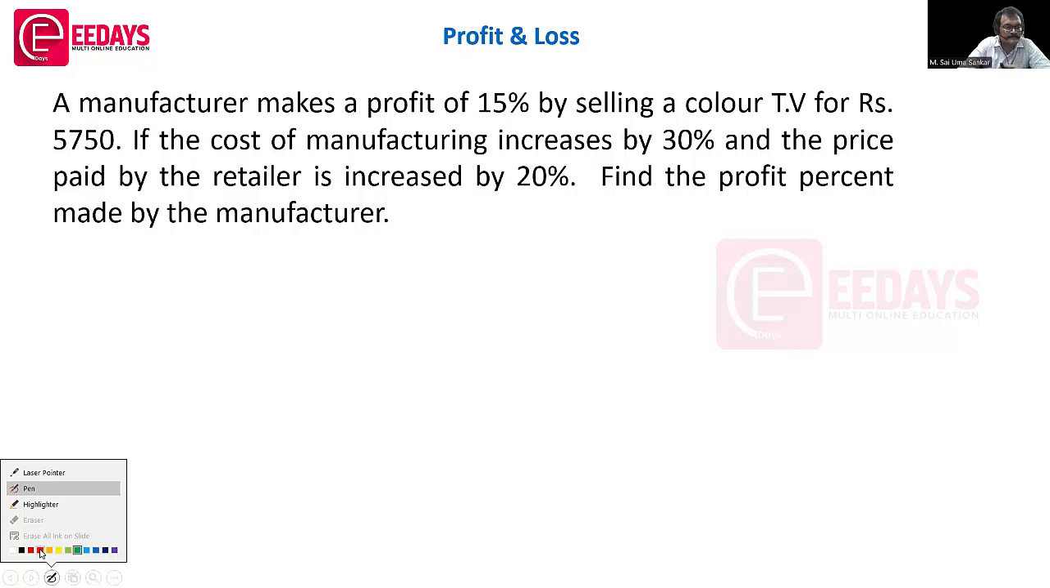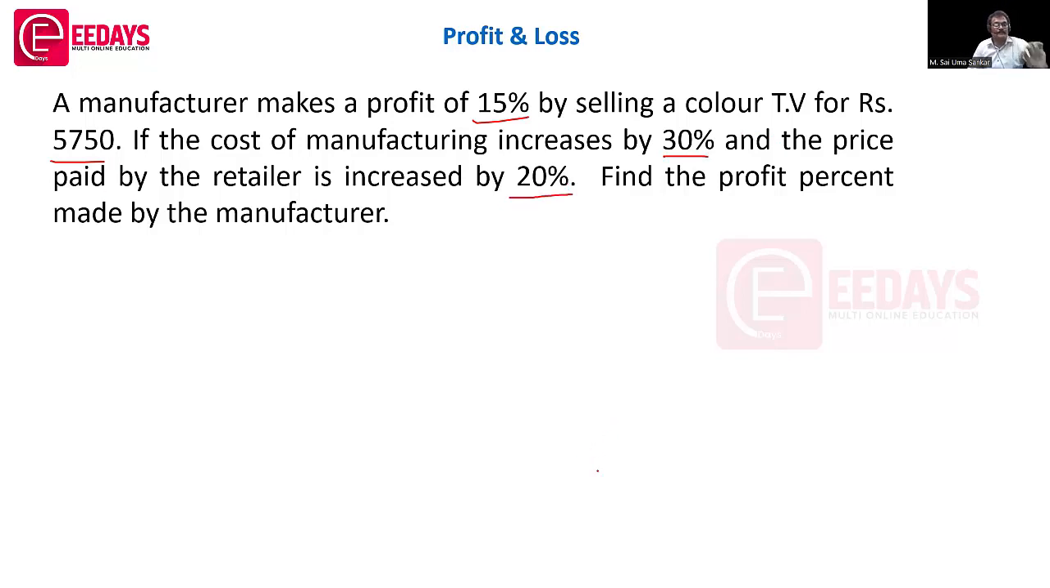Next one. A manufacturer makes a profit of 15% by selling a color TV for 5,750. If the cost of manufacturing increases by 30% and the price paid by the retailer increases by 20%, find the profit percent made by the manufacturer.